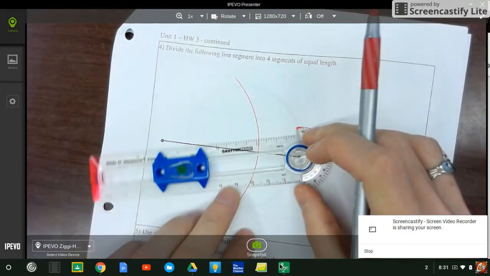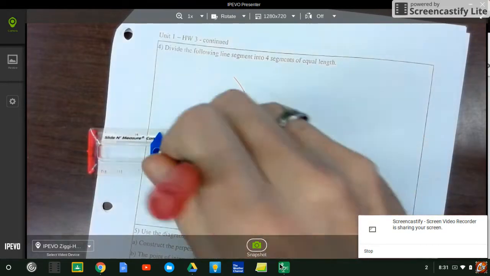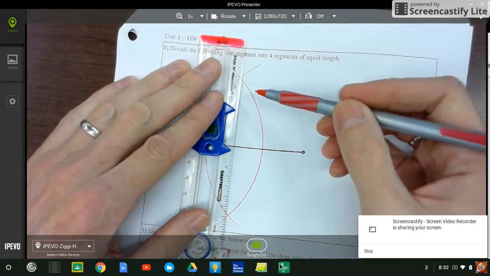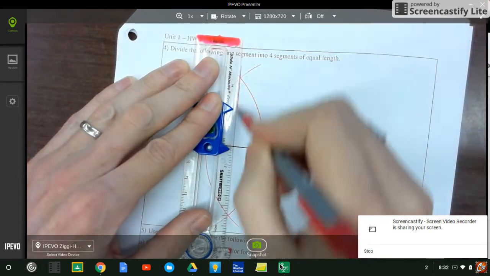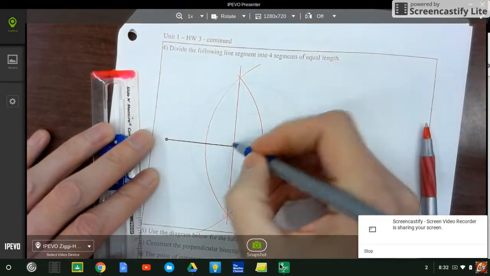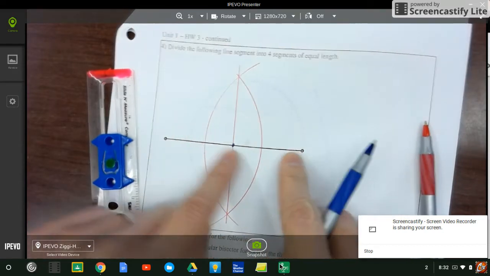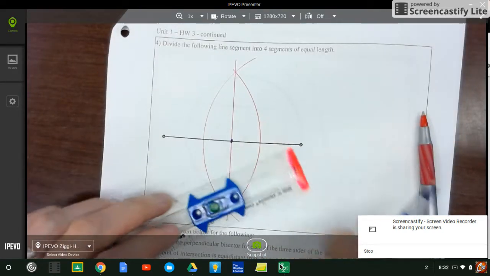I'll do this in red so we can see the differences. And then I come to this side, same measurement. Okay, I connect my points. And there we go. So this is the midpoint. So it bisects, these 2 segments are now the same. And then I'll bisect those.